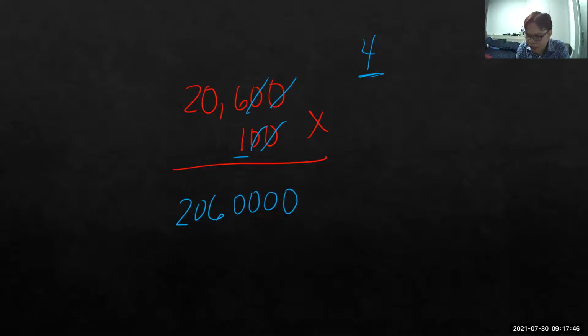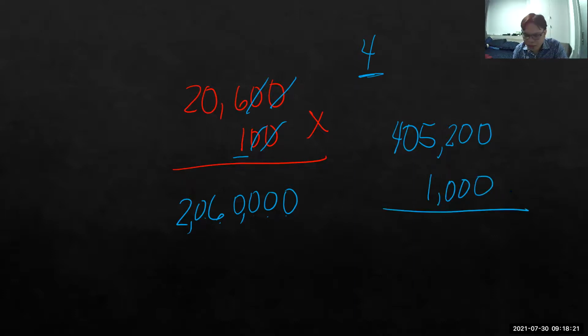Then count from right to left, dividing the number by 3: 1, 2, 3, comma, 1, 2, 3, comma. So the answer is 2,060,000. Okay, another example. We have 405,200 times, okay, we have 1,000.